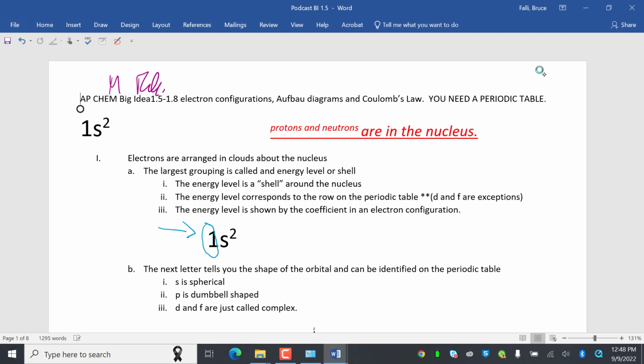We'll probably just get through 1.5, well, 1.5 through 1.8, and we get to learn a little bit about electron configurations, orbital diagrams, Coulomb's law, and make sure you have your periodic table handy.